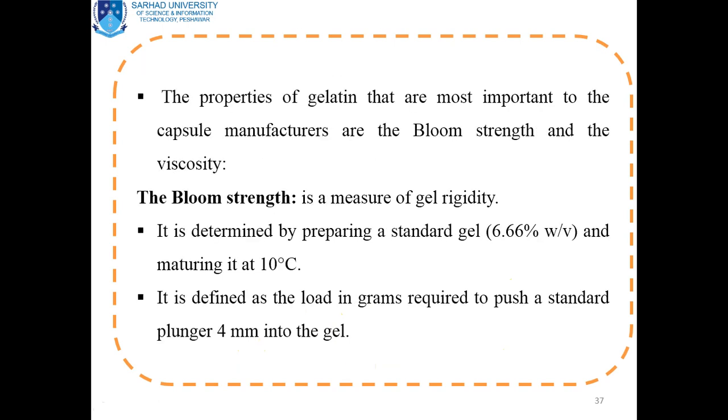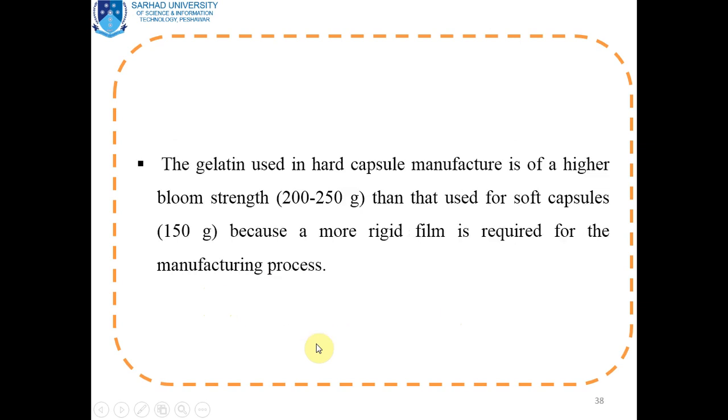The properties of gelatin that are most important to capsule manufacture are the bloom strength and the viscosity. Bloom strength is a measure of gel rigidity, whether a gel is rigid or not. It is determined by preparing a standard gel that is 6.6% weight by volume and maturing at a temperature of 10 degrees centigrade. It is defined as the load in grams required to push a standard plunger 4 millimeter into the gel. The gelatin used in hard capsule manufacture is of a higher bloom strength, 200 to 250 gram, than that used for soft capsule, which has a value of 150 gram, because a more rigid film is required for the manufacturing process.